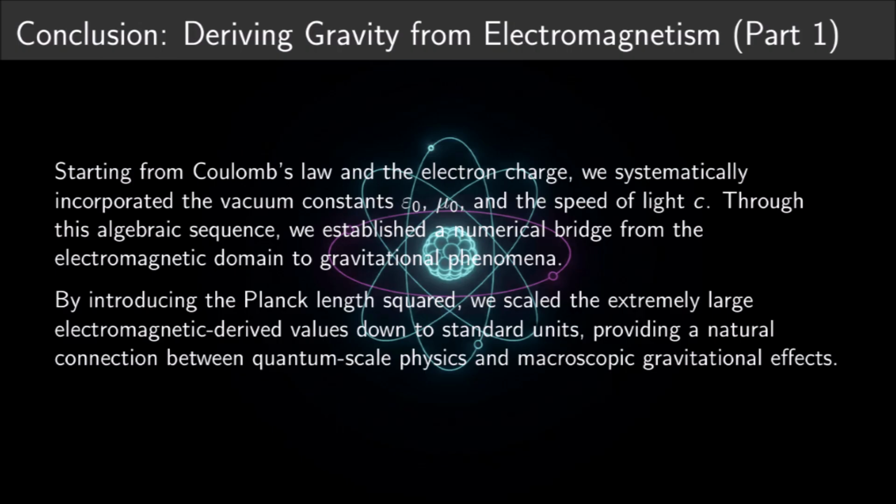Conclusion. Starting from Coulomb's law and the electron charge, we systematically incorporated the vacuum constants, epsilon naught, mu naught, and the speed of light, c. Through this algebraic sequence, we established a numerical bridge from the electromagnetic domain to gravitational phenomena. By introducing the Planck length squared, we scaled the extremely large electromagnetic derived values down to standard units, providing a natural connection between quantum scale physics and macroscopic gravitational effects.